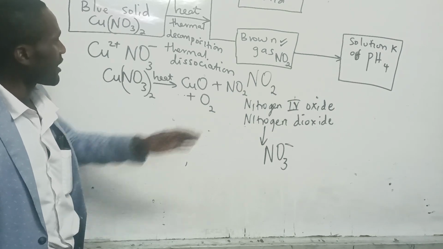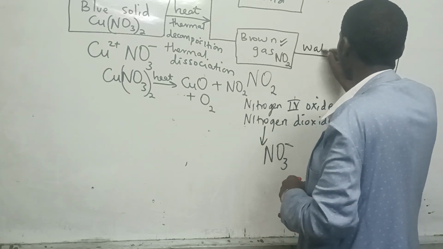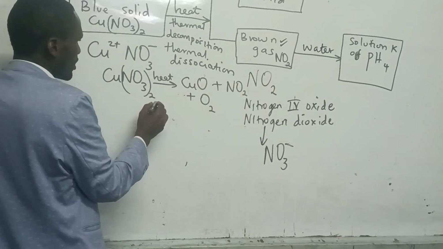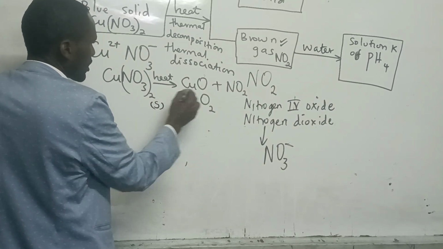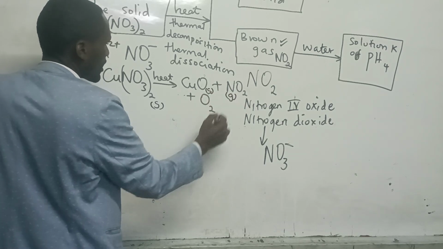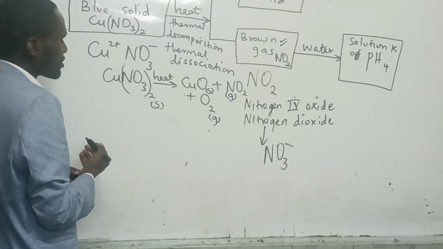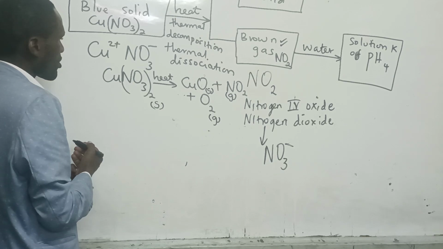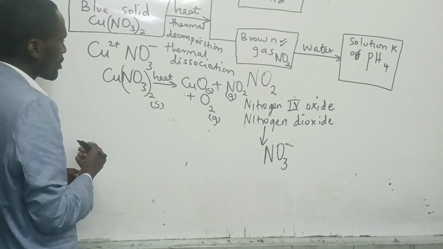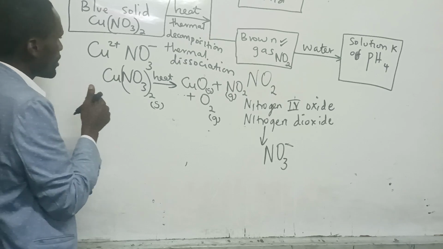So if you proceed to this other end, we have water just on this arrow, and that means you have copper 2 nitrate now being our solid, undergoing thermal decomposition to give us copper 2 oxide, our solid, nitrogen 4 oxide, our gas, and oxygen, our gas as well. So we might decide to balance this equation for us to have a clear picture of what we have as our chemical equation in this case. So we want to balance the equation.